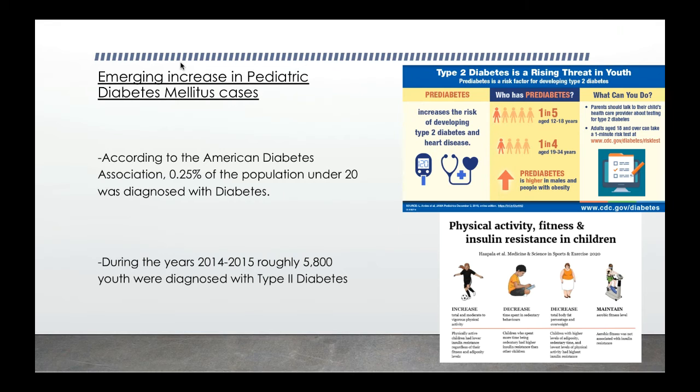Another area that is of major concern regarding diabetes is the increased flux of children developing type 2 diabetes. Now, a lot of children might be diagnosed with type 1 diabetes, which is genetic. They don't make any insulin at all. It's not diet related. It's not related to anything else.